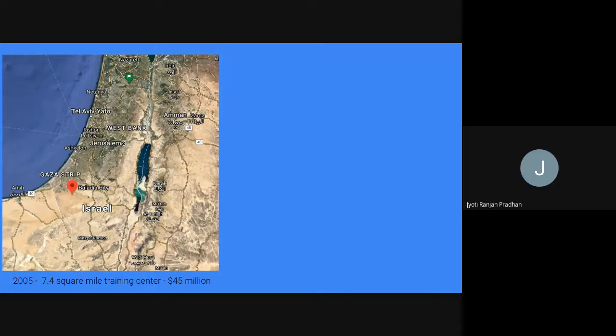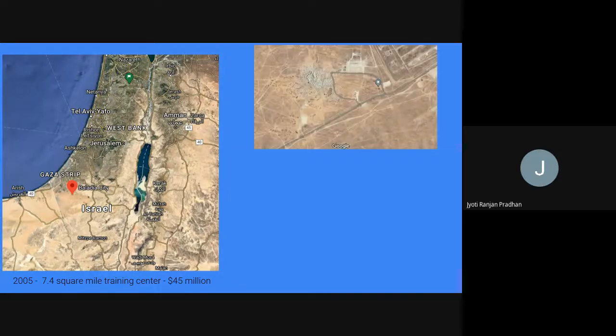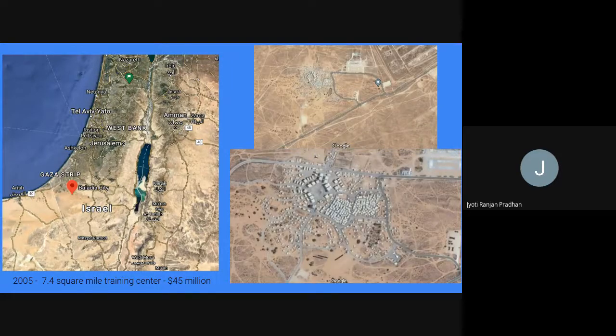It was built with $45 million. Much of it came from the United States. And on the map, this is how it appears. It is a 7.4 square mile training center. It was completed by 2005-2006. And after that, we see that no more Intifadas have in fact taken place. So the Kfir Brigade is also being modified.